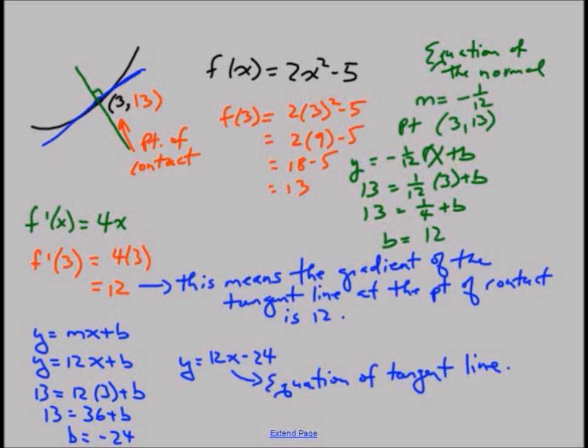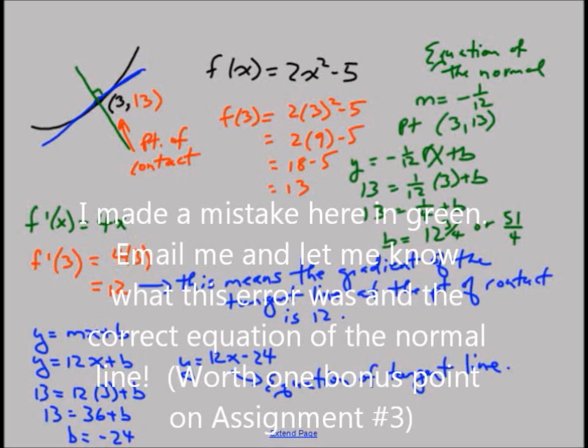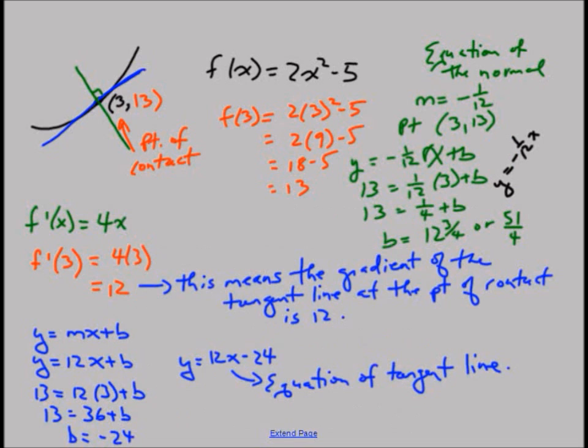B is 12 3/4, or 51 over 4. Therefore, the equation of the normal is y equals negative 1 over 12x plus 51 over 4.